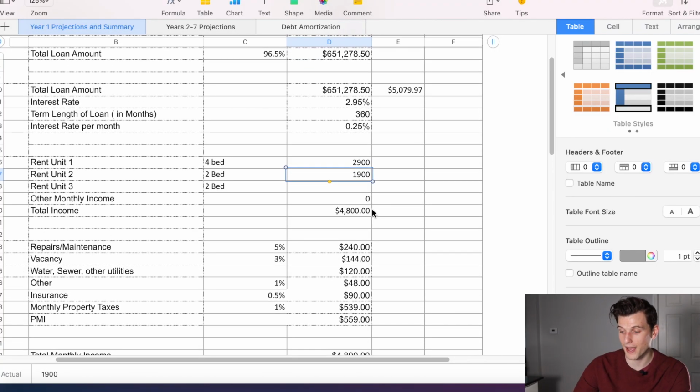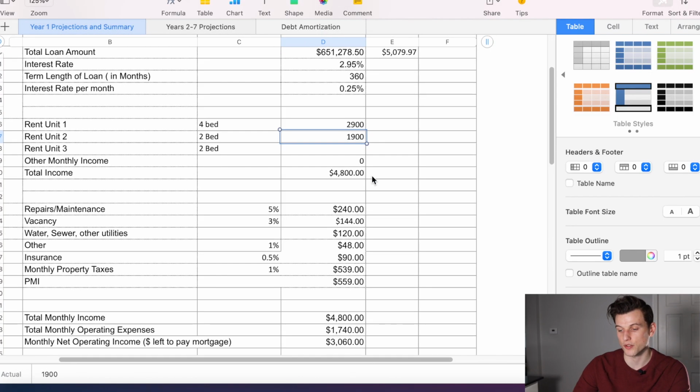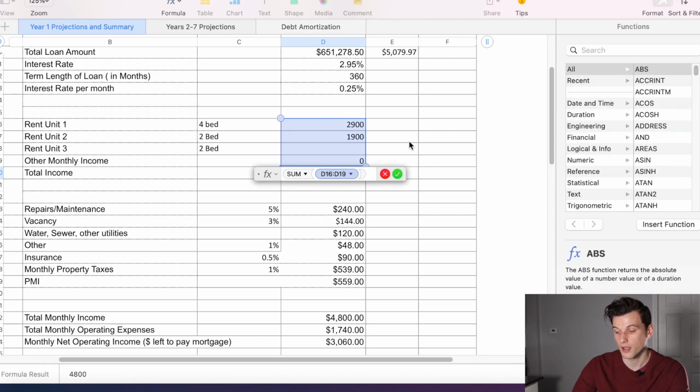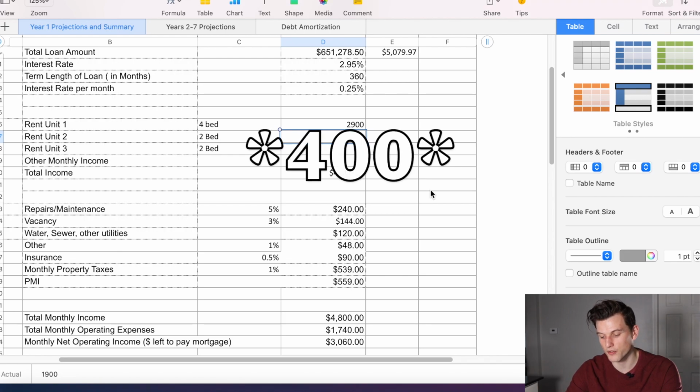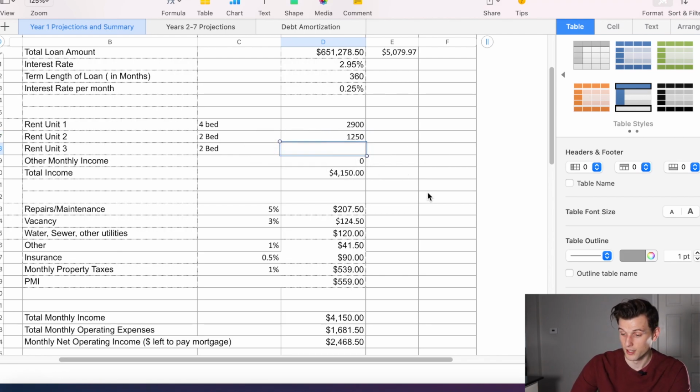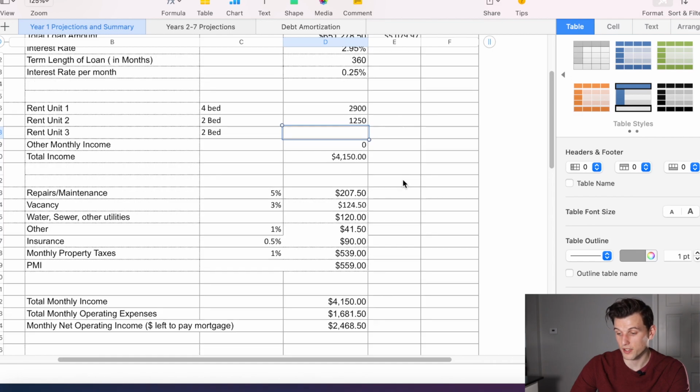So now in total, we have $2,900 plus $1,900, which is $4,800 in income. And again, we're projecting that we're going to be living in this unit, and we would most likely occupy the 2 unit. So we won't be getting this $1,900 until we move out after year 1. So if we're living here in year 1, we're probably going to have a roommate, and our girlfriend's going to live with us because we're smart and we've watched Avery's videos and we know to make sure that we maximize our asset. So we're going to be getting $850 from that roommate and $1,250 from our significant other. So we're going to be down to $4,150.